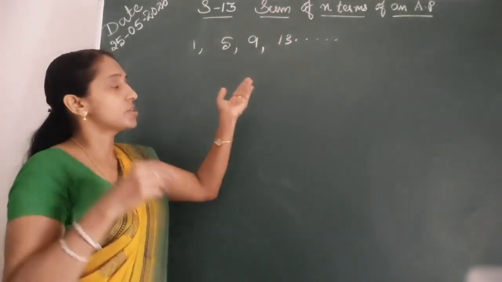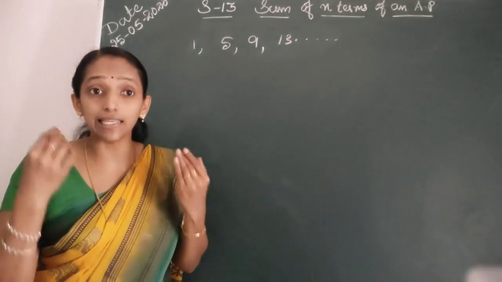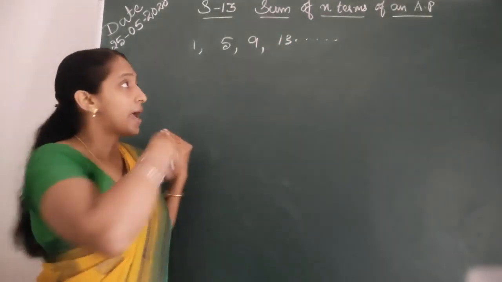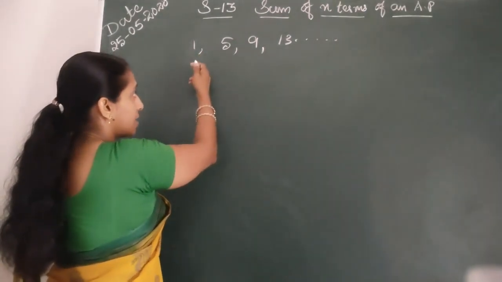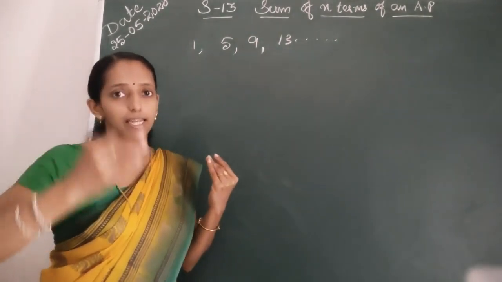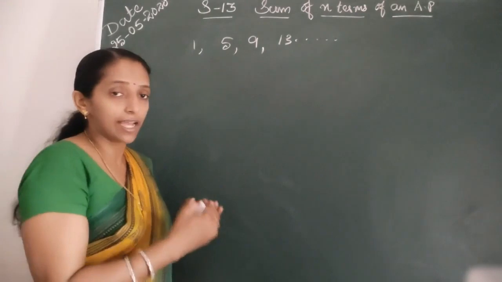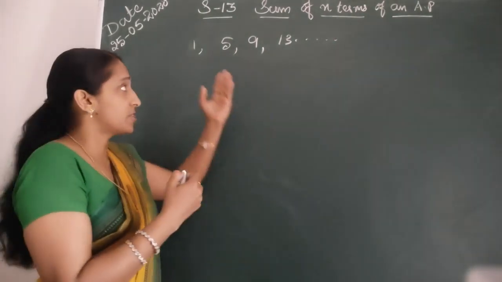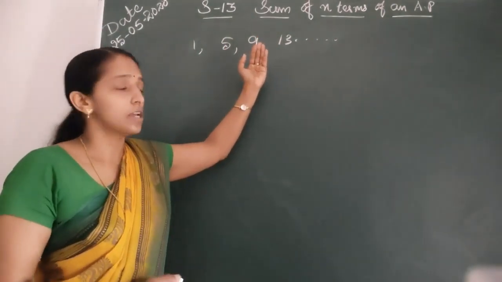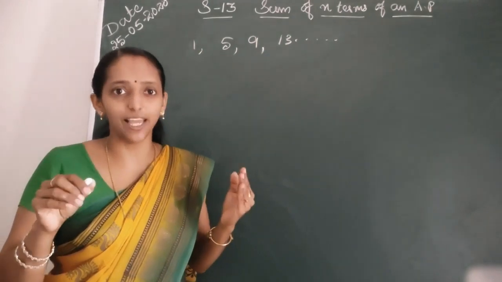Suppose in this series, you have to calculate the sum of 80 terms, and it is not easy to write all 80 terms here and then calculate by 1 plus 5 plus 9 plus 13 plus etc. It will take time. We can calculate, but it will take a lot of time to calculate adding. Suppose if it is a 3-digit number or 4-digit number, it will take more time, right? So to avoid that, we are having again formulae.